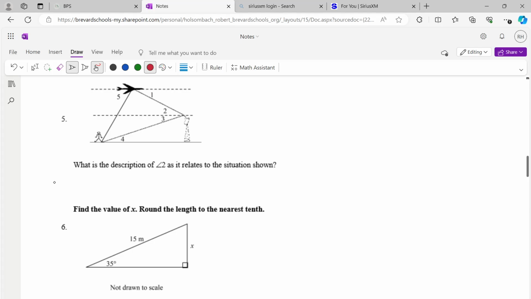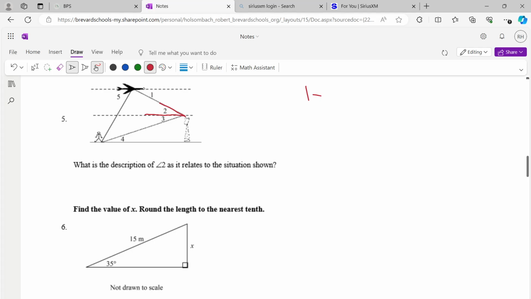All right, problem number 5. What is the description of angle 2 as it relates to the situation shown? Angle 2 is right here. Now tomorrow your quiz will be multiple choice, and I believe that they ask you to describe multiple angles in this picture. So make sure you can describe every one of them. All right. Start with angle 1 right here.